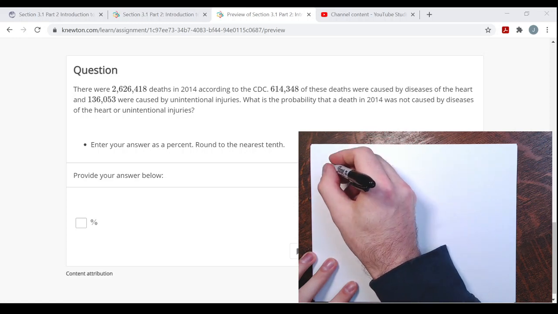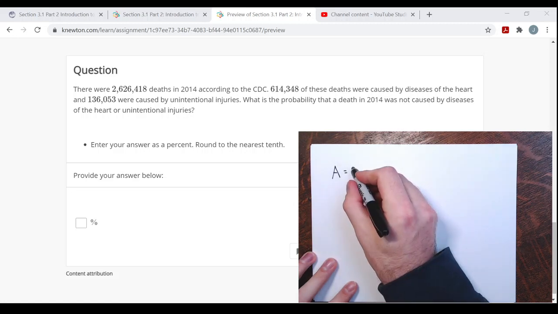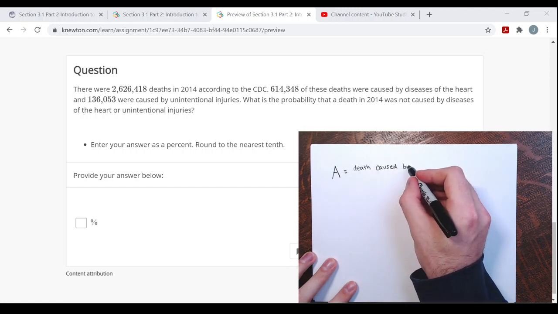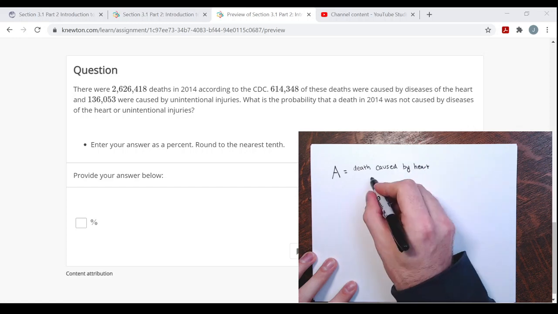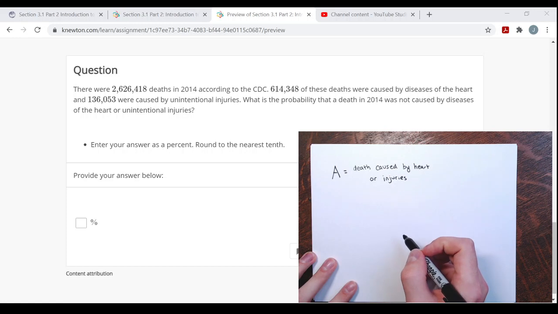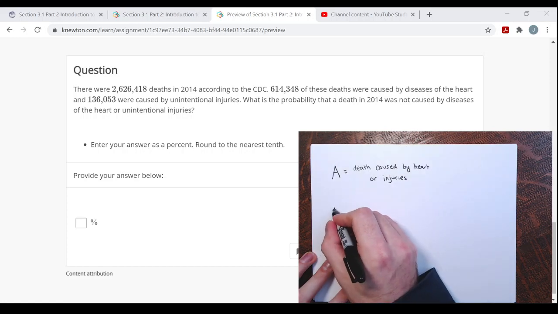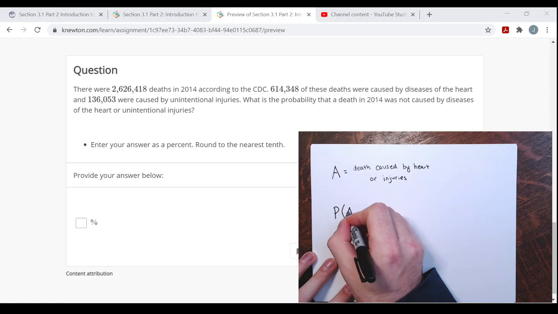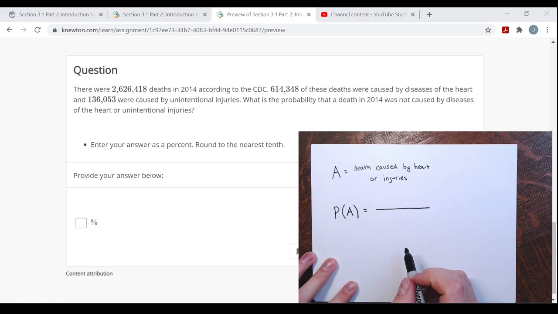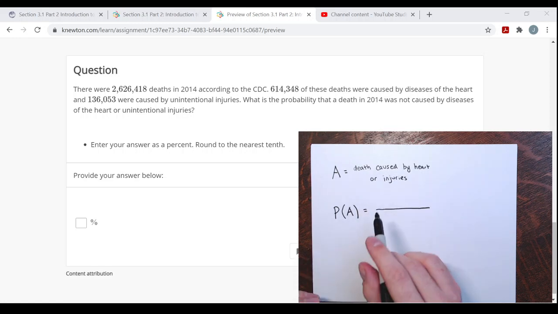So let's say event A is the event that death was caused by heart or injuries. And I'm not going to write out all those words. All right. So the probability of A occurring, remember, is the number of ways A happened. So how many deaths were caused by hearts or injuries? Remember, it's or, so you include both.